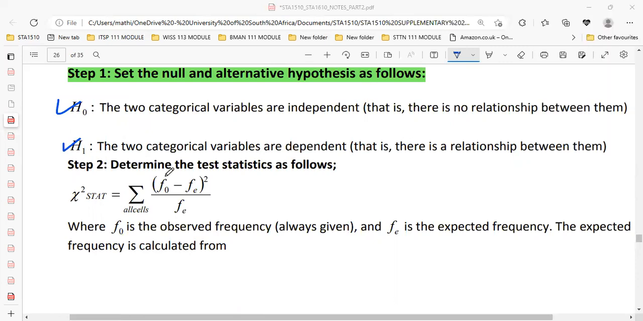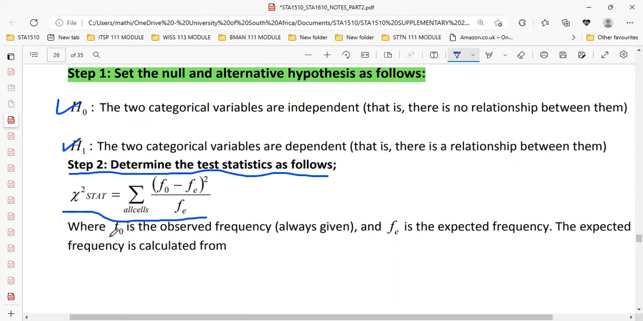Okay, step 2, you determine the test statistic. Step 2, you determine what? The test statistic. So here when they say you determine the test statistic, they are talking about the test statistic of the chi-square. By using which formula? This formula here. X squared stat is equal to the summation of all cells, open bracket, FO.